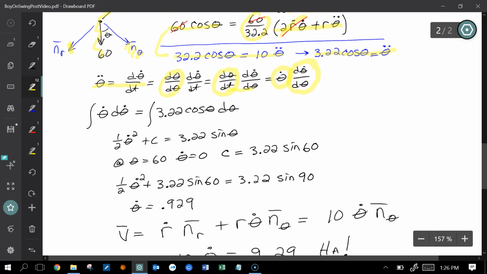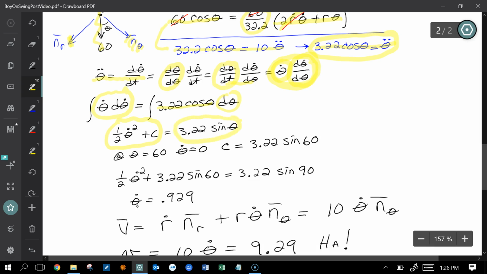So I'll go back to this equation right here. Theta double dot, I've got that. This is theta double dot right here. Theta double dot is theta dot d theta dot. The d theta comes over here. I'm separating the variables. Integrate. So over here on the left-hand side, plus an arbitrary constant.